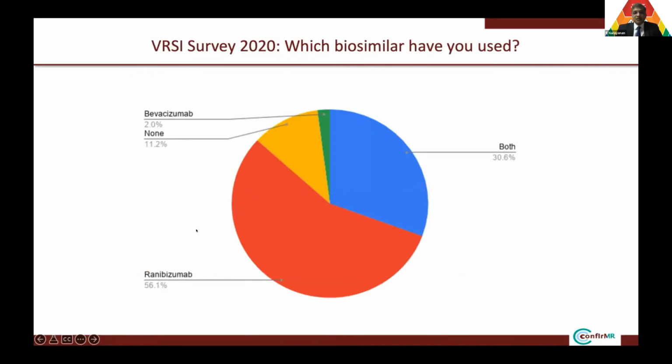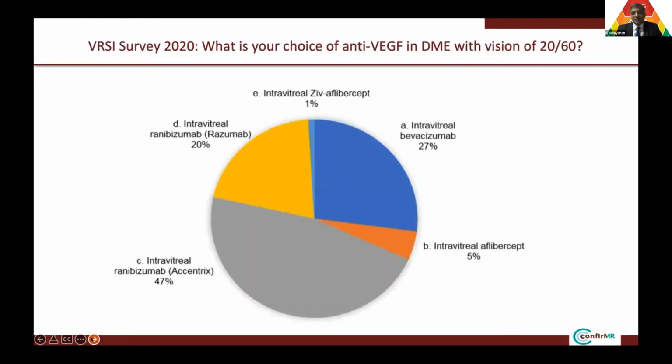But now in 2020, when we did the survey, only 11%, you see this yellow one, only 11% have not used biosimilar. Almost 90% of doctors have used biosimilars. So you can see how it has picked up in India.